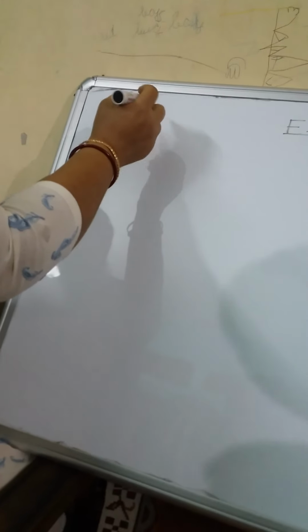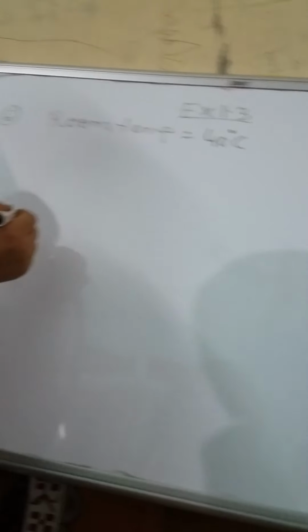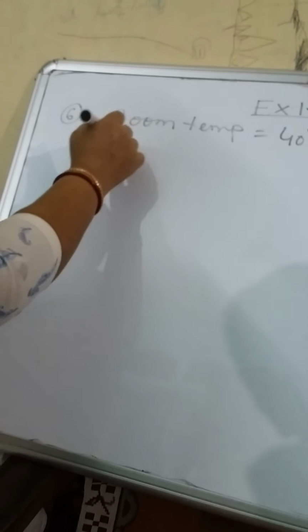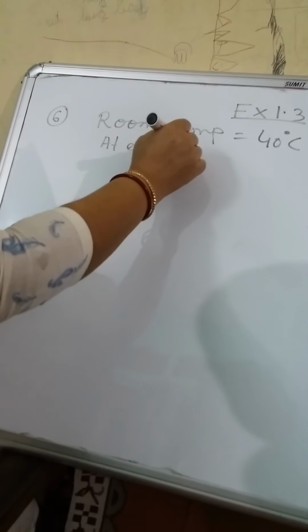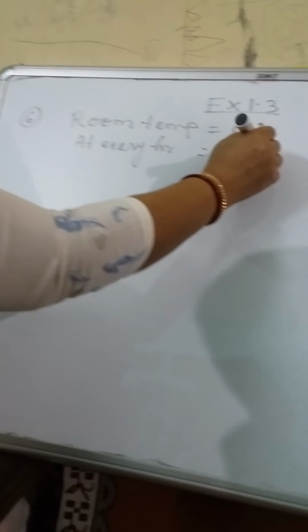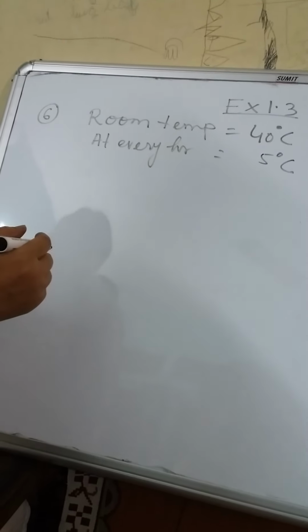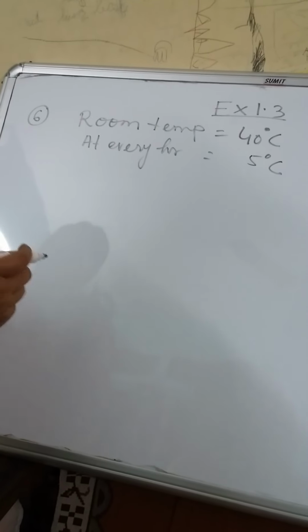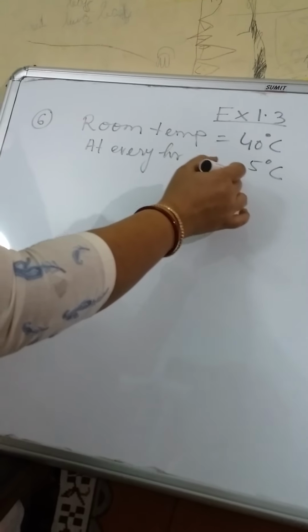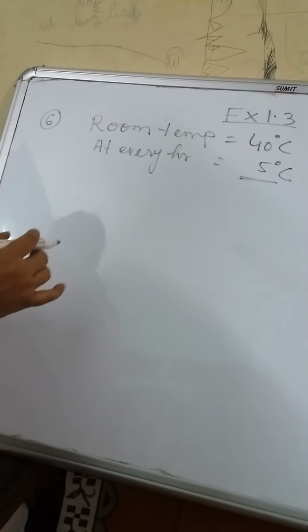of a room when there is a freezing process going on. At the starting, the room temperature is 40 degree Celsius, and every hour it is decreasing or lowering by 5 degree centigrade. Okay, so you have to find out what will be the room temperature after 10 hours if the temperature is lowering by 5 degree centigrade per hour.